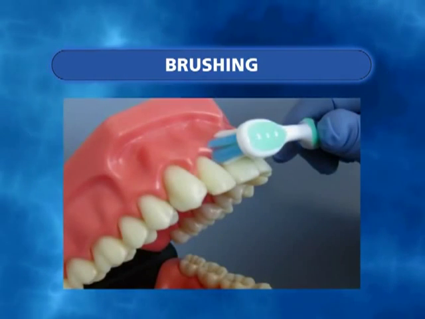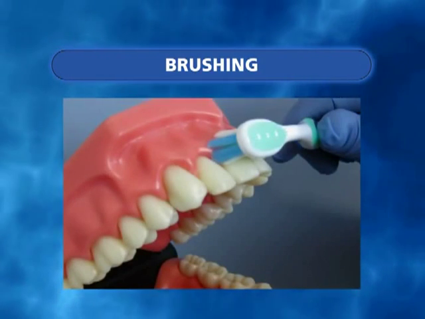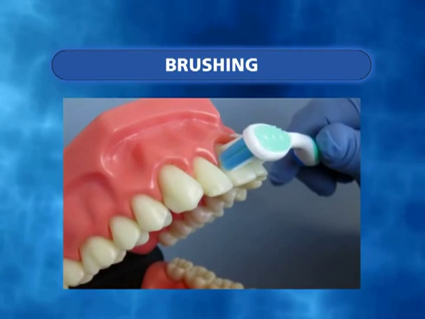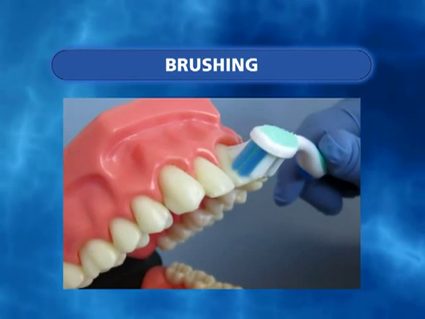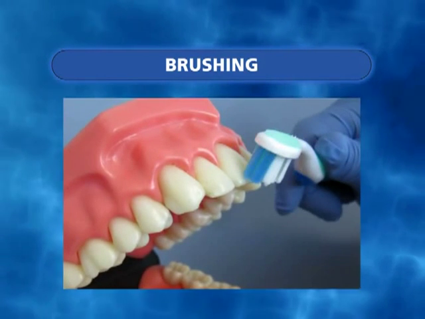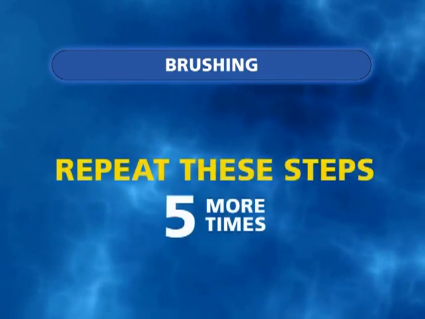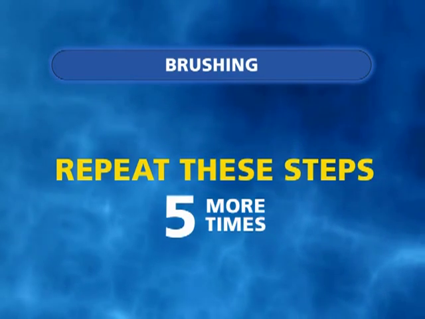Gently vibrate the bristles and roll slowly, moving the bristles from the gums towards the top of the tooth. Slowly count to 10 as you do this procedure. Repeat these steps up to 5 more times in the same area.